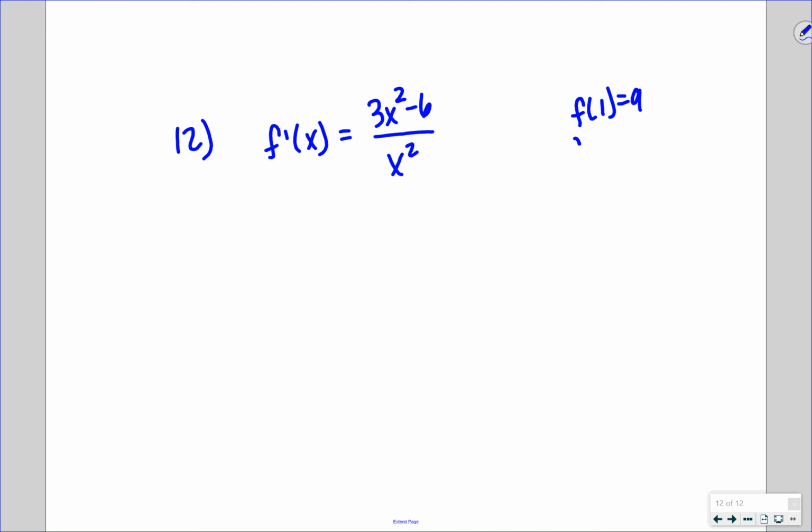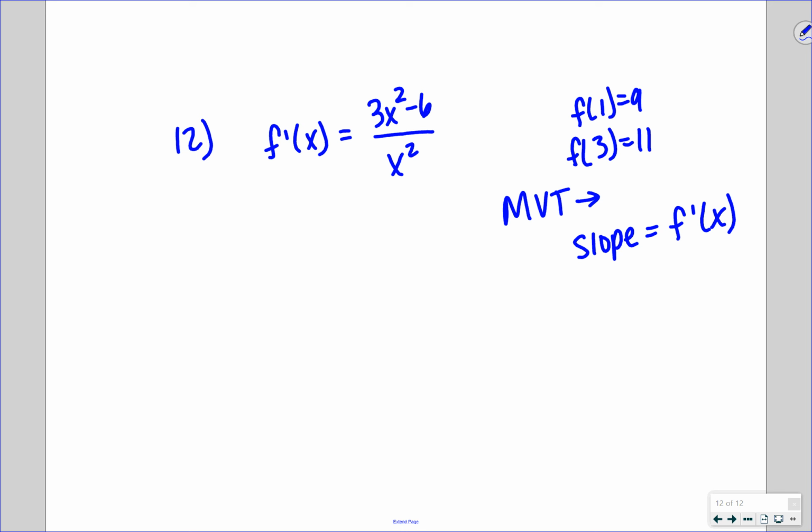Number 12. Let f be a function with a first derivative of 3x squared minus 6 over x squared, for x is greater than 0. I know that f of 1 equals 9 and that f of 3 equals 11. For what value of x in the interval from 1 to 3 does it satisfy the mean value theorem? Again, my mean value theorem says that my slope equals my derivative somewhere. I'm trying to find out where, no matter what, it is equal at some point in the interval.